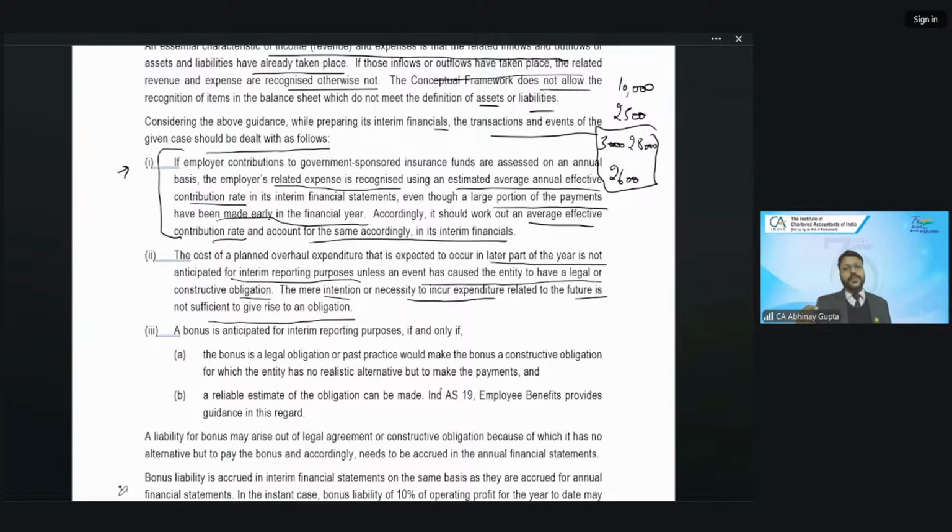So this expense will be recorded as and when the renovation takes place. Just management wanting to do some renovation in future doesn't mean that I record the provision today. Clear?